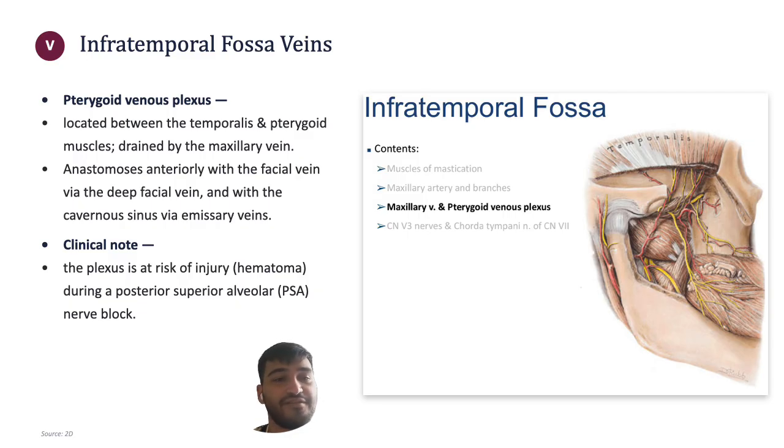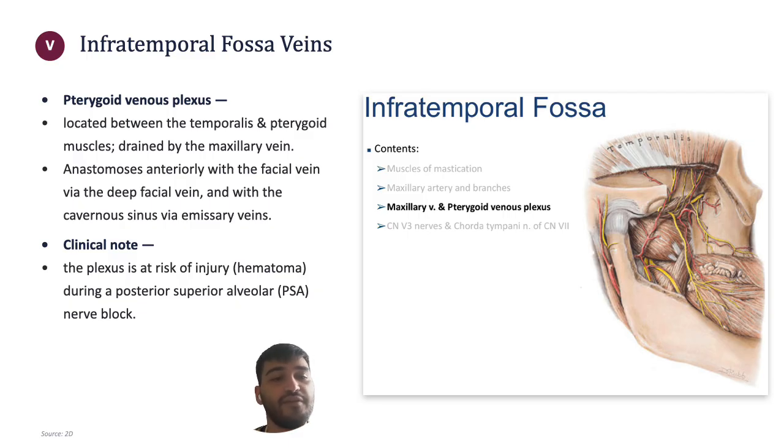And then we have the pterygoid venous plexus. It is located between the temporalis and pterygoid muscles, and it's drained by the maxillary vein. Then we have an anastomosis anteriorly with the facial vein via the deep facial vein, and with the cavernous sinus via emissary veins.